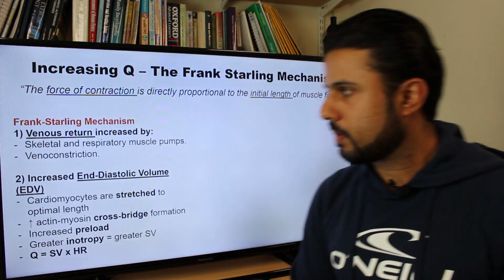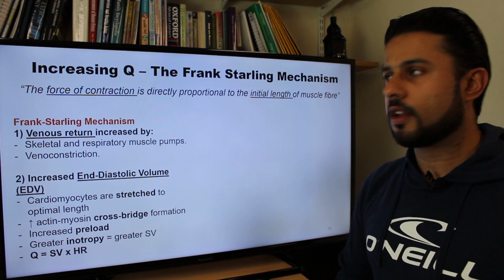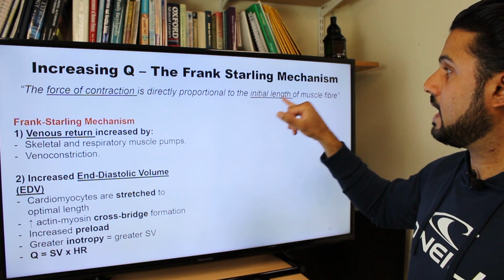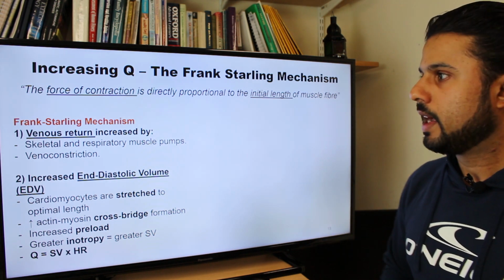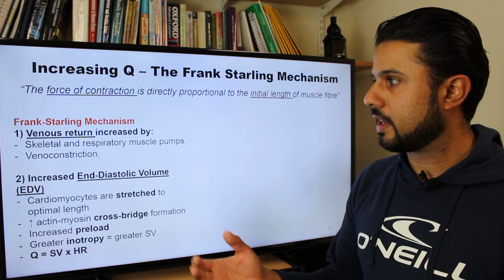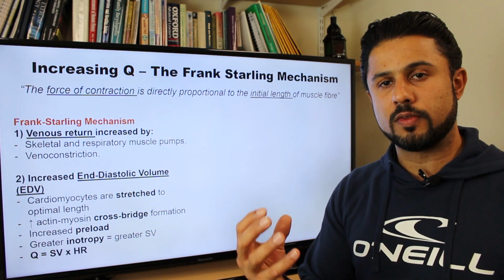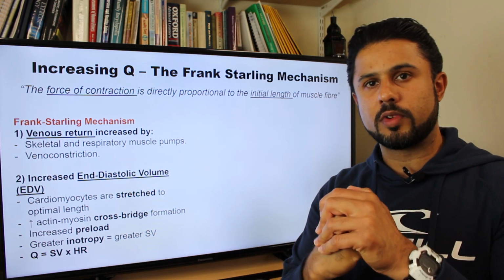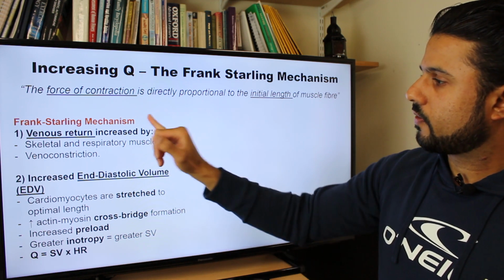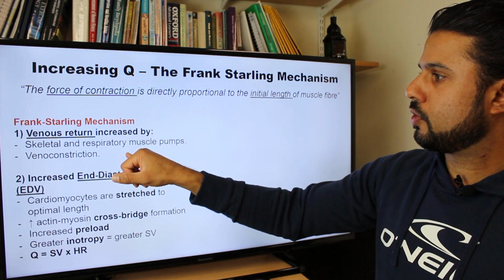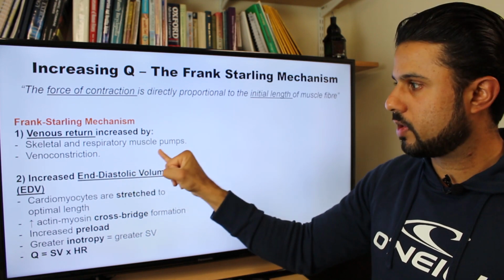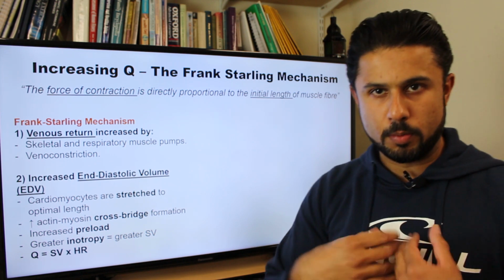Now, the Frank-Starling mechanism relates to the fact that the force of a contraction of the myocardium is related to the initial length of the muscle fiber. Okay, now the cardiomyocytes are basically like any muscle fiber. They've got actin and myosin proteins which connect, forming a cross bridge, and contracting, making that contraction. So the idea of the Frank-Starling mechanism is that you increase venous return, which increases preload. So you've got your skeletal and respiratory pumps, you've got venoconstriction, you've got more blood going to the heart. That bit's fine.